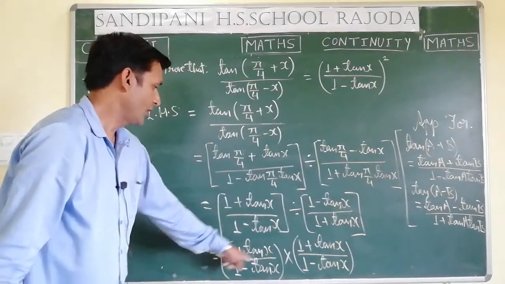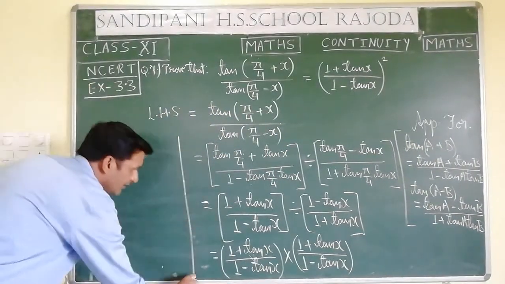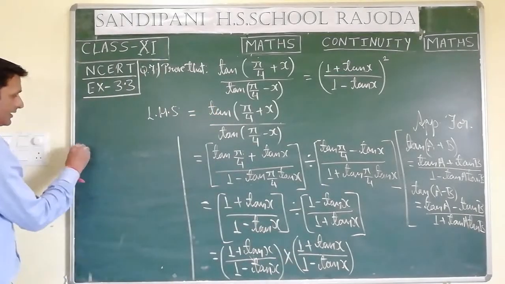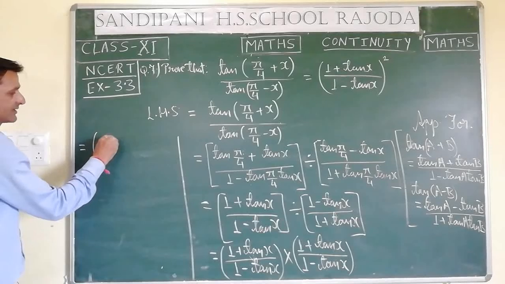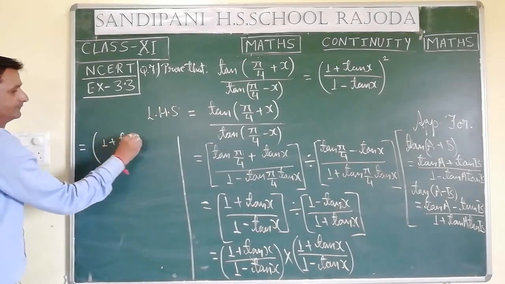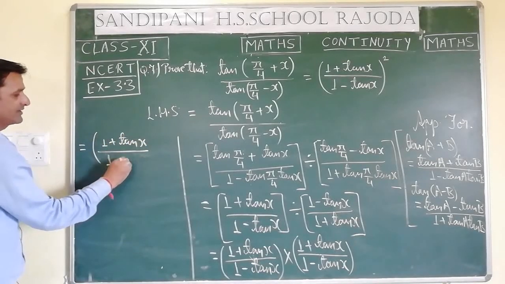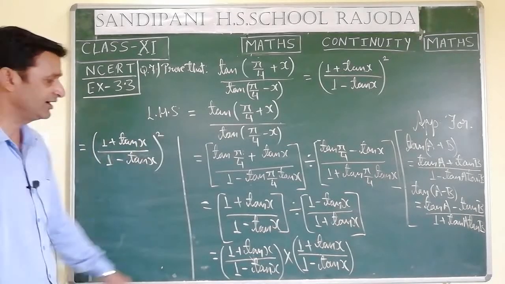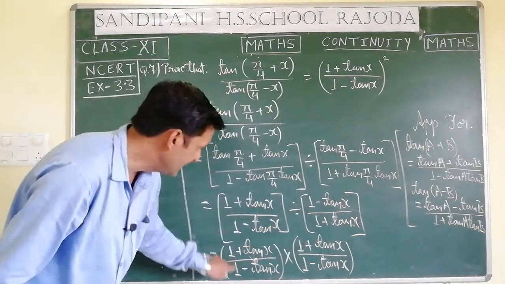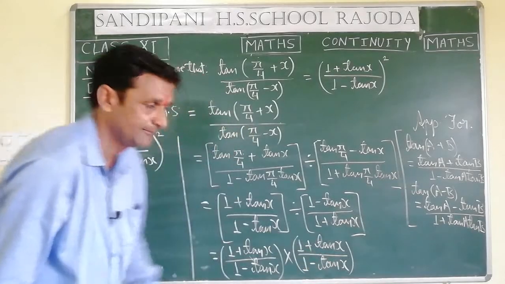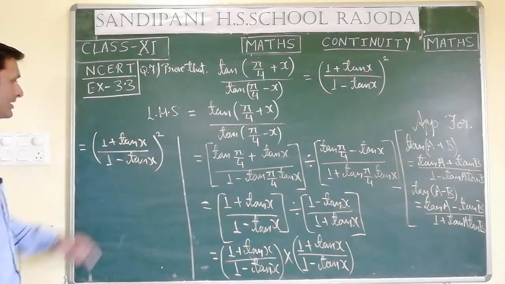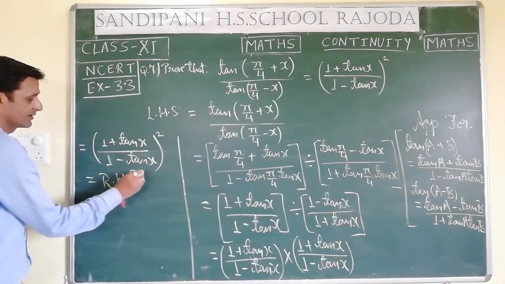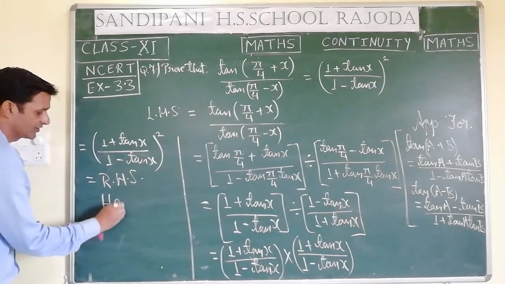So now we may write it as a into a, that is a square. So it will be 1 plus tan x upon 1 minus tan x whole square. Why have we taken it a into a? Because these both values are the same. So 1 plus tan x upon 1 minus tan x whole square, which is equal to our RHS. So we may write now, hence proved.